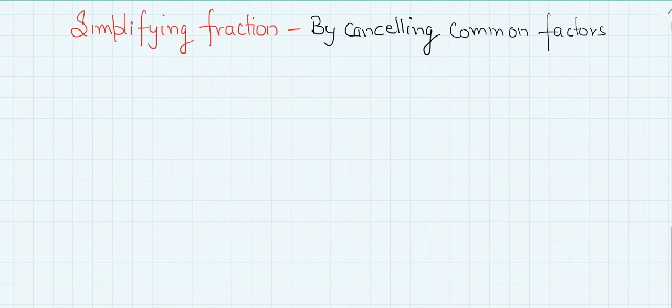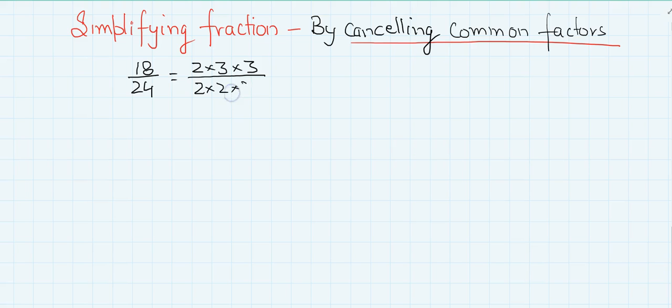Now you may be asked to simplify a fraction. A fraction can be simplified by cancelling common factors. For example, let's take our previous example. Let's say our fraction is 18 over 24, or 18 divided by 24. We know the factors of 18 are 2 times 3 is 6 times 3 is 18. And the factors of 24 are 6 times 4. So 2 times 2 is 4 and 2 times 3 is 6.